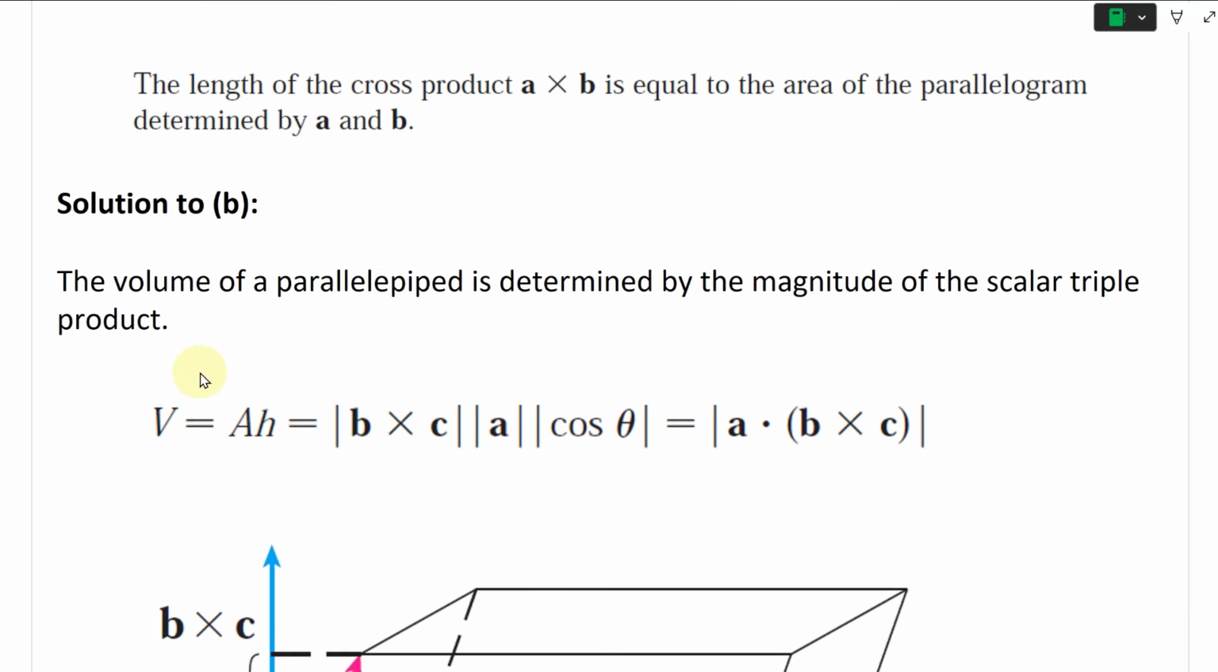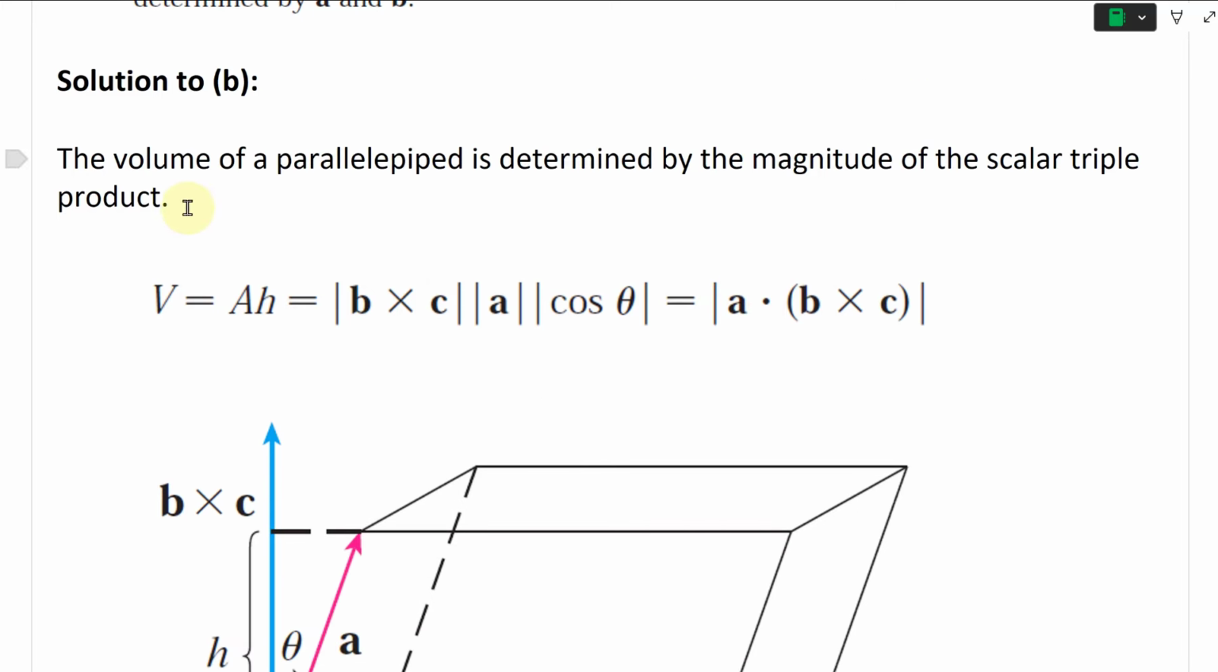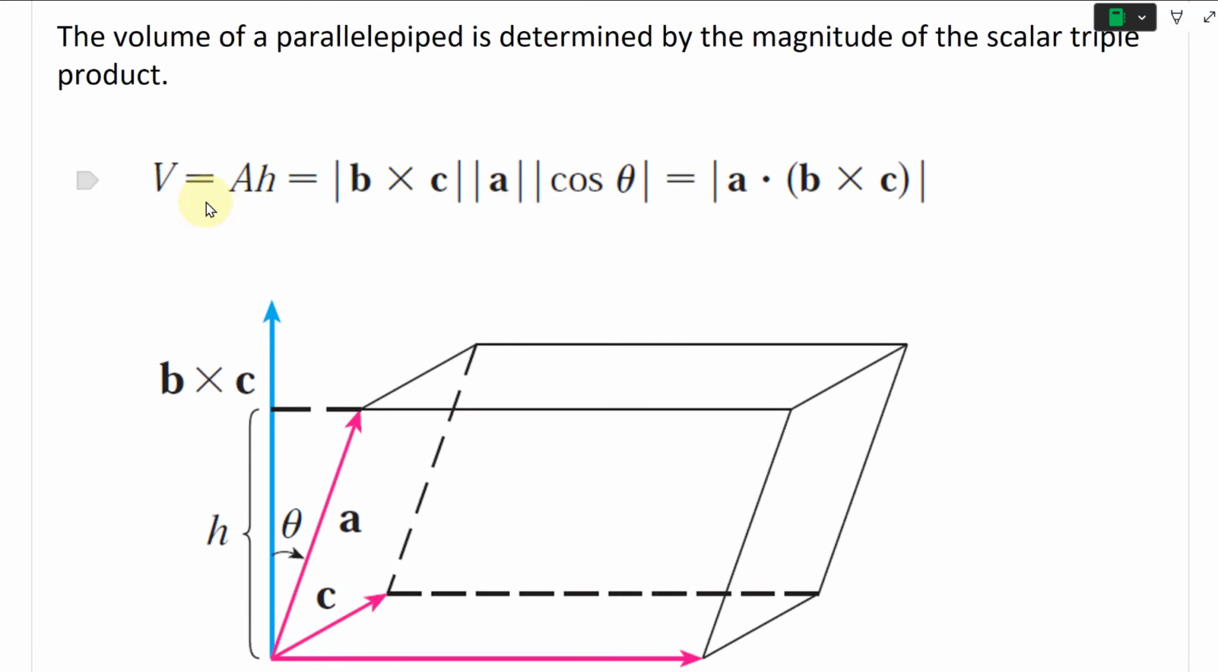And then the solution to B. B states the volume of a parallelepiped is determined by the magnitude of the scalar triple product. That's what you would call the scalar triple product, which has the dot product and the cross product. The dot product gives a scalar, the cross product gives a vector, but then the vector dotted gives a scalar. They also call it the vector triple product. So there's the one we already covered.